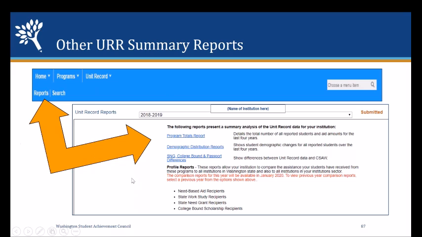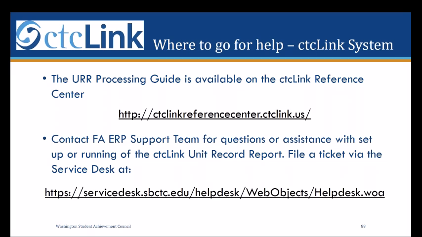I think I covered some of this information in the previous slide. At any point in time, once you've submitted your report, you can go back into the reports page and print these off up to the point that we actually reopen the unit record for the following year. For the CTC link system, the unit record processing guide is available on the Records Center. The 18-19 version was posted earlier this week. If you have questions, you can contact the Financial Aid ERP support team or file a ticket via the service desk.